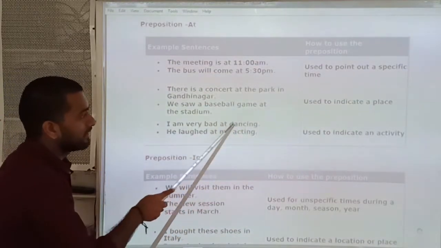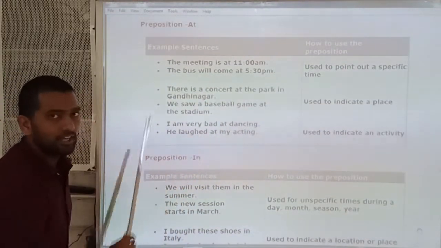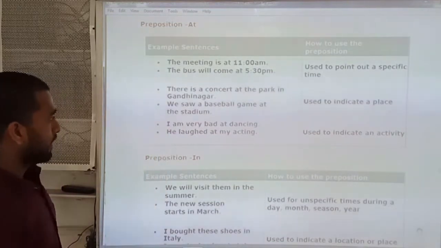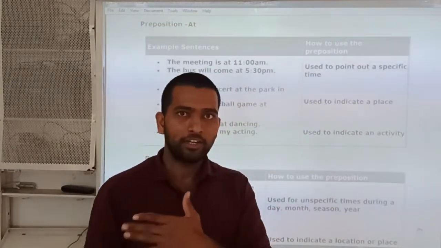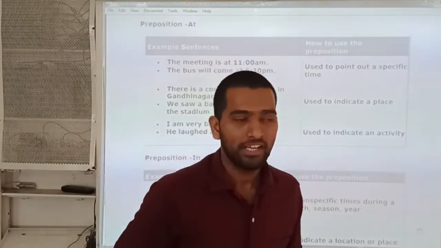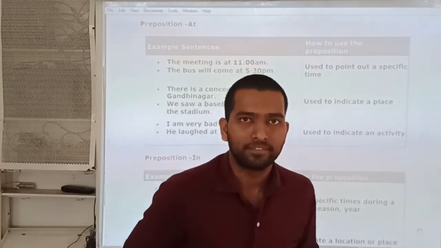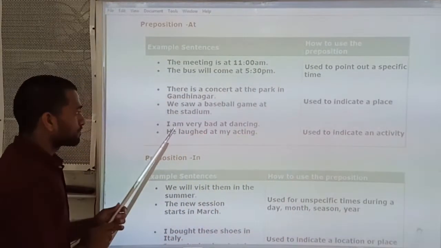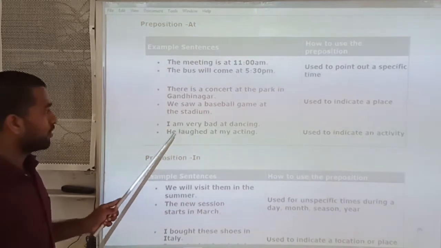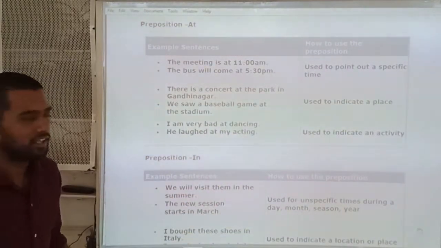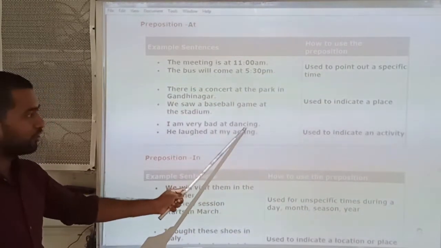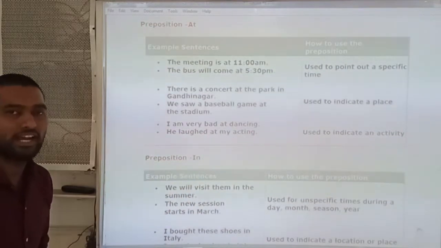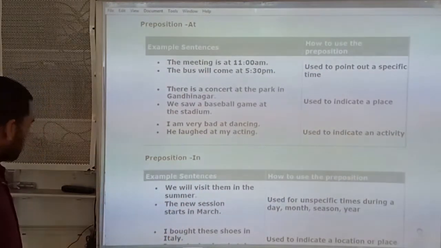See, before an activity you need to use the preposition at. One more example, I am very good at maths. Okay, she is very good at biology, like that. Next, this second example also, he laughed at my acting. Acting is an activity, so before an activity we use the preposition at. Next, preposition in.